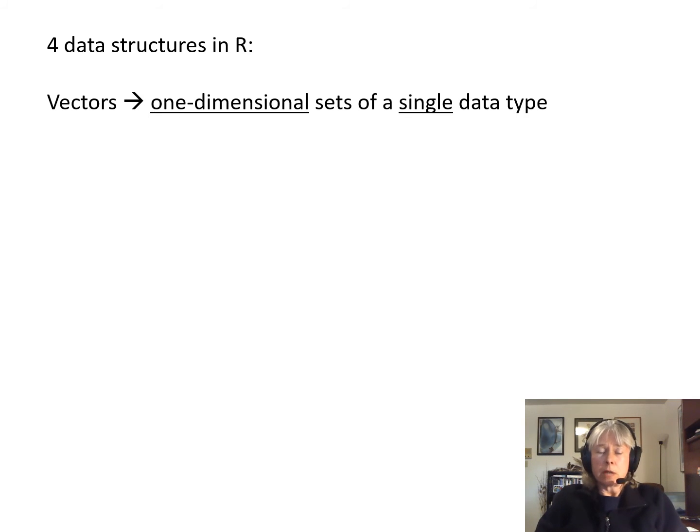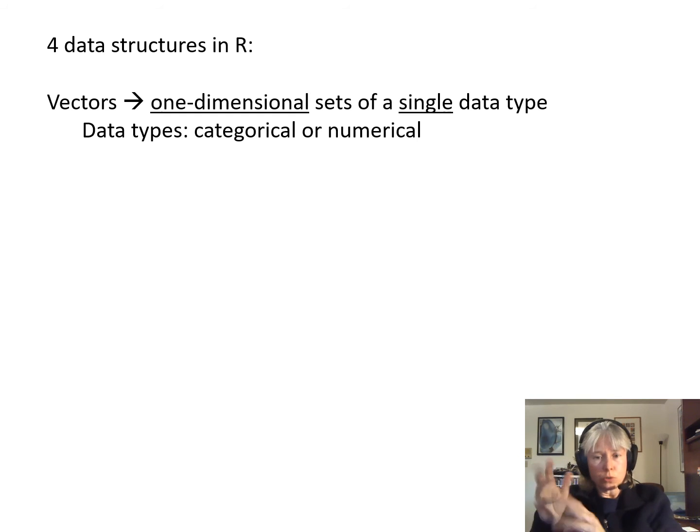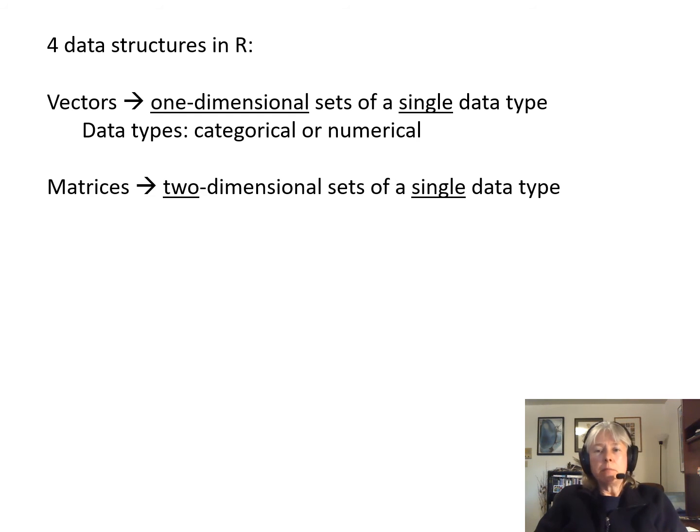The first type of data is vectors, and I like to think of them as just rows of information. They're one-dimensional sets of a single data type. By one dimension, I mean like a row or a column. And by data type, data types are categorical, words, or they're numerical. A vector has only one or the other of those. A data matrix, on the other hand, is two-dimensional. It has rows and columns, but it also has only a single data type, so either numbers or words.